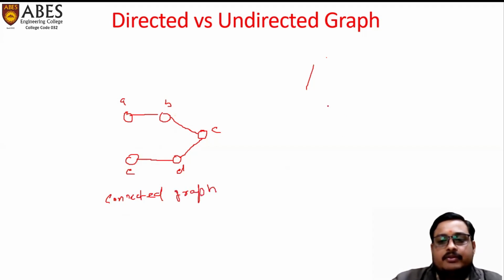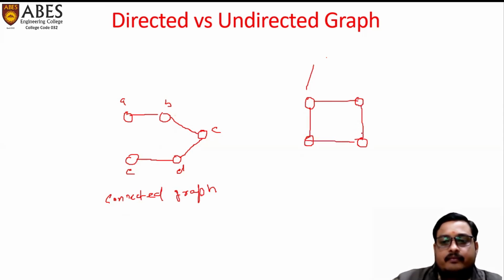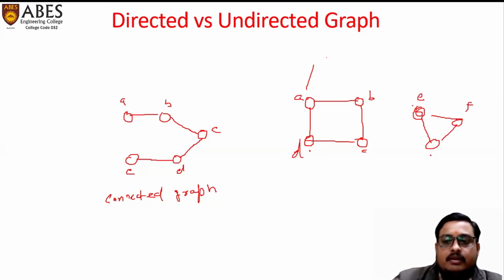Let's take another example. Here we have a graph like this. The vertices are A, B, C, D, and here we have E, F, and G. You can see here we can reach any vertex from any other vertex in this component. In this component, we can reach B from A. We can move to D from A. We can move to C via B. So we have a path for each vertex.